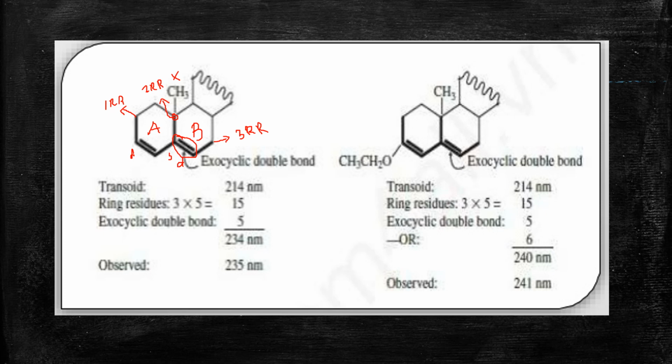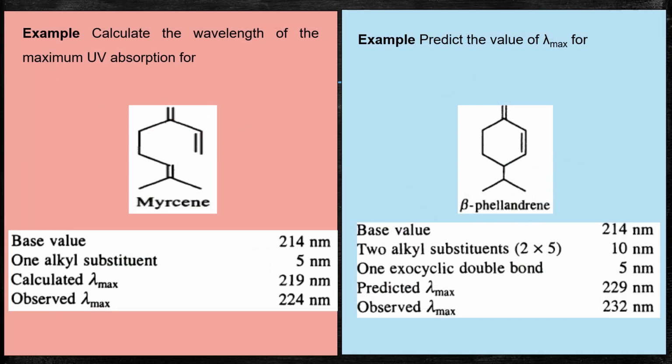Likewise, you have to work out these problems. So this is an open chain. This is a heteroannular diene, 214 nanometers. It has 3 ring residues: 1, 2, and as well as 3. And it has one exocyclic. So this one is ring A, this one is ring B. It has one exocyclic, this one is an exocyclic. For the conjugated system, it has one ether system, so for this 6 nanometers, totally 240 nanometers. Likewise, you have to work out these problems.